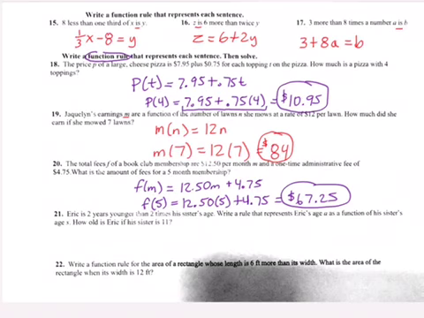Eric is 2 years younger than 2 times his sister's age. Write a rule that represents Eric's age A as a function of his sister's age S. So Eric's age is the dependent and his sister's age is the input. We know that Eric is 2 years younger than 2 times his sister's age. So 2S minus 2. How old is Eric if his sister is 11? So that means we're plugging in 11 for S. So 2 times 11 minus 2 gives us that Eric is 20 years old.